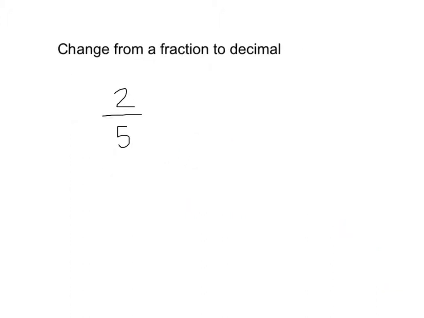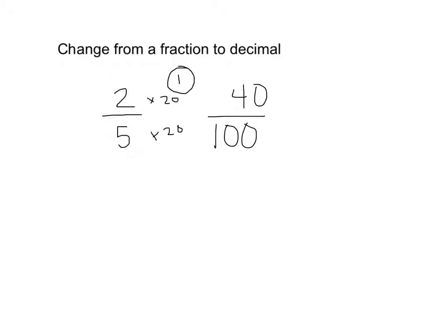Now, looking at this fraction, 2/5, I can see that I have two options of solving this problem. So I'm going to show you both of them. Option number 1 is changing 2/5 into a fraction that has 100 as its denominator. I had to multiply 5 by 20 to get to 100. So I'm going to do the same thing to the top, and my answer is 40 hundredths.